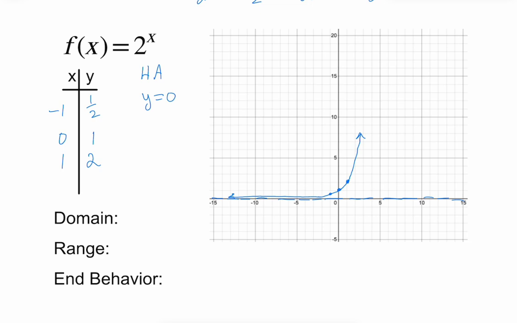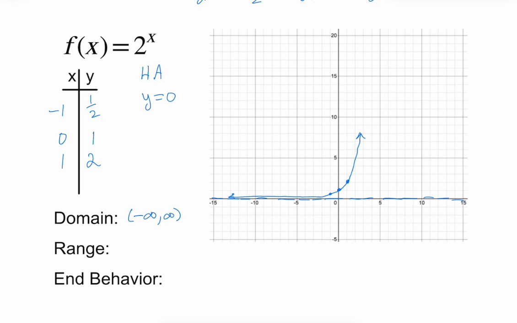So now we have this graph. So now let's answer some of the other questions that we have about this graph. The domain for these are all real numbers. We can plug in any x value we want. Nothing messes it up. You can plug into an exponential whatever you want. You can plug in positives, negatives, fractions, decimals, whatever.